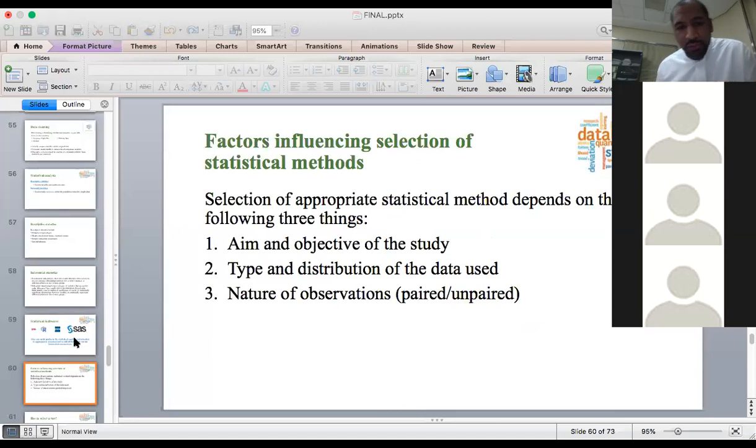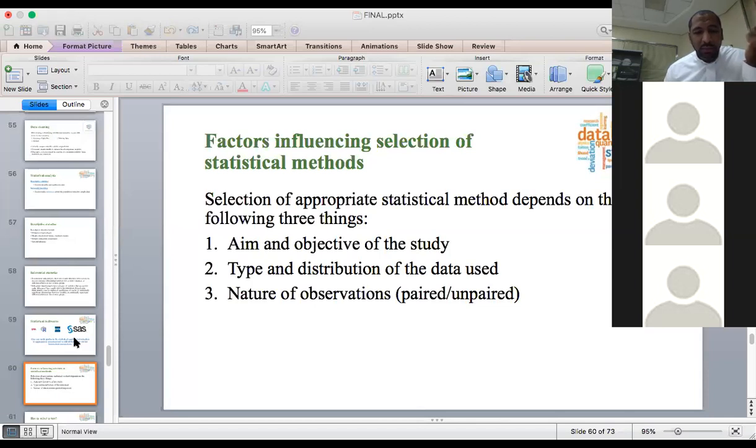So, factors influencing selection of statistical methods. First of all, you have to have the aim and objective of the study. You have to know it. Type and distribution of the data used, whether it's normally distributed data or not normally distributed data. For example, in normally distributed data, you apply what we call the parametric methods, including t-test and ANOVA: t-test between two groups, ANOVA more than two groups.